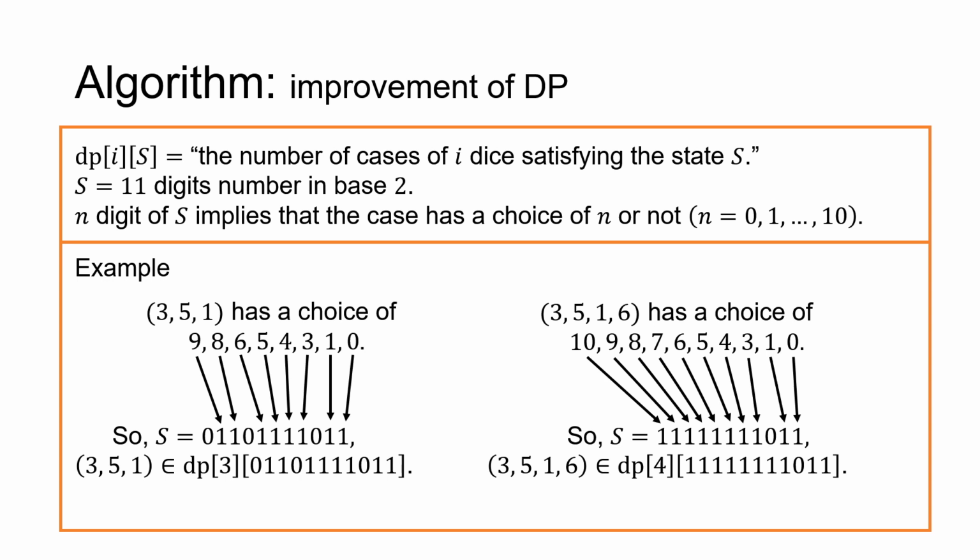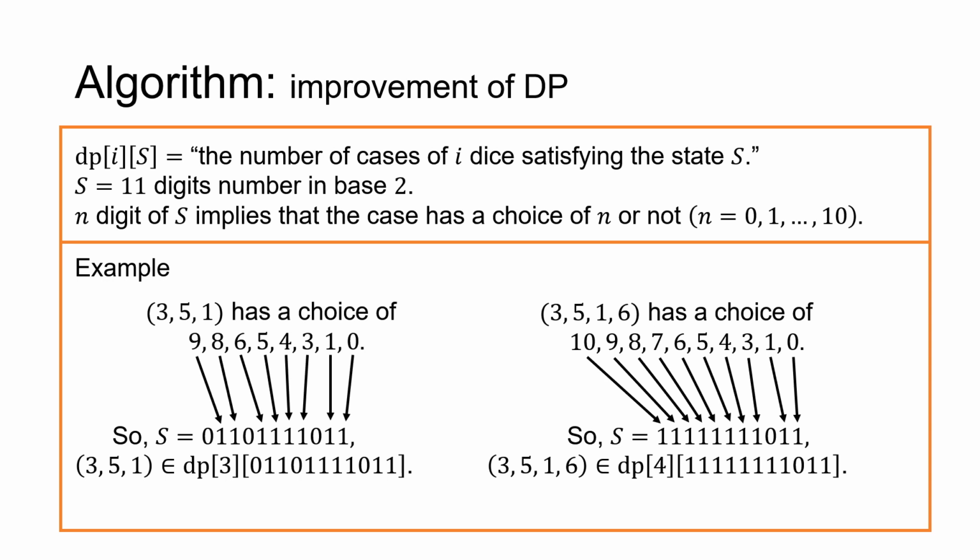When the nth digit of s is 1, it means that the case of throwing i dice has a choice of n. Using just a variable s helps you when you consider transitions afterward. Let's see the example below and check how it works.